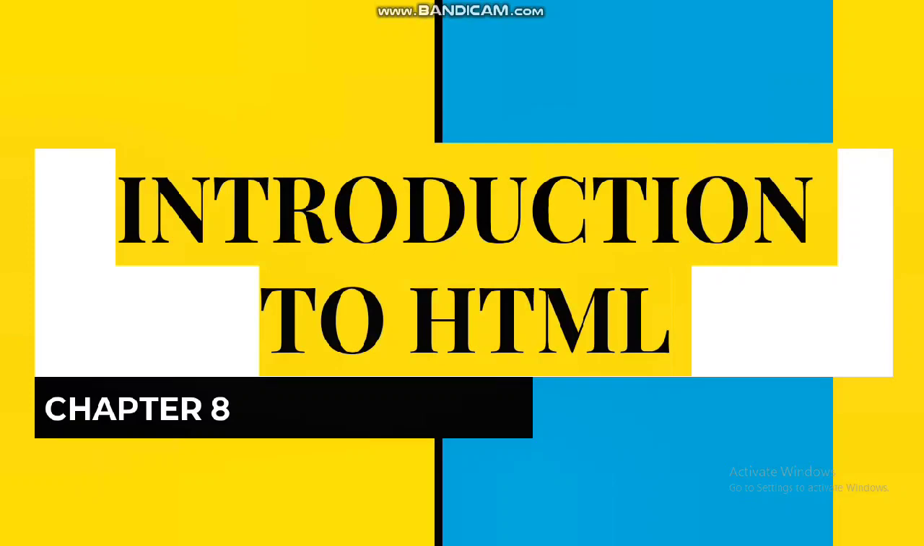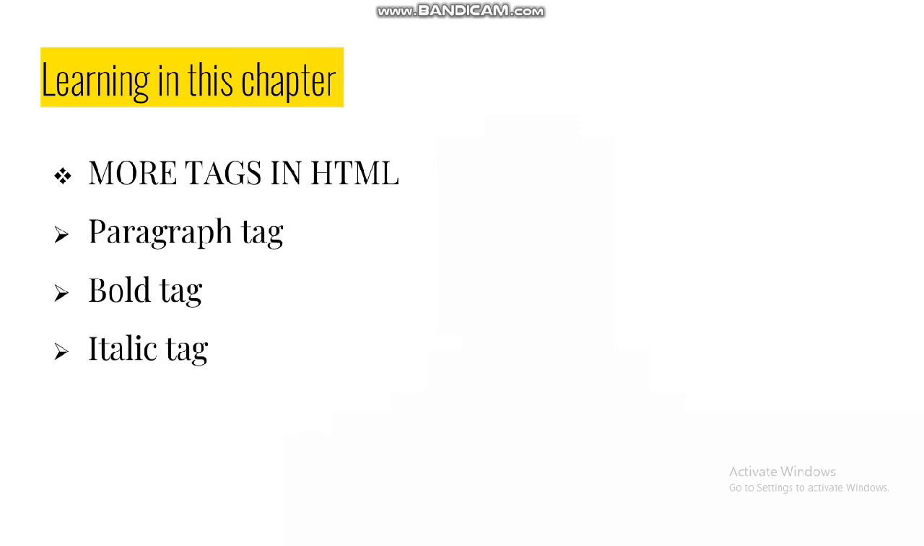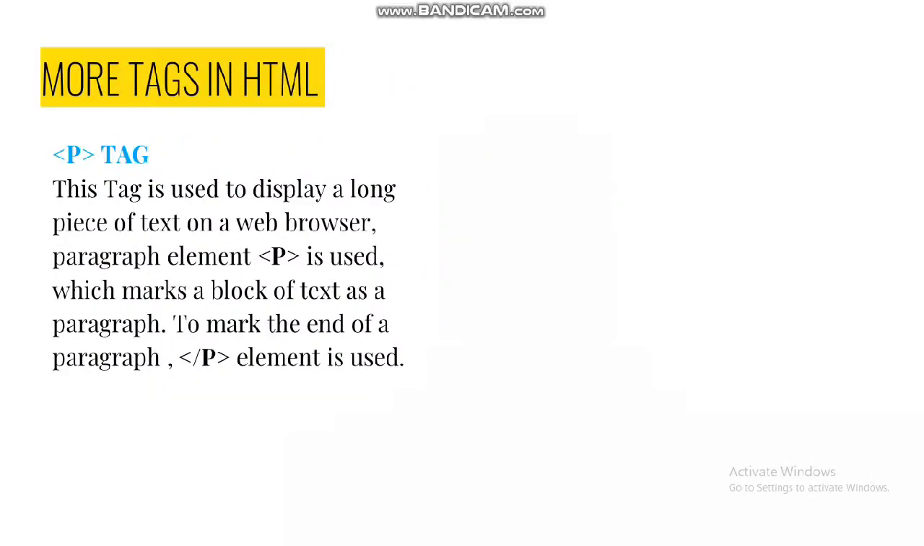Today we are going to continue with a chapter that is Introduction to HTML, chapter 8. Learning in this chapter: more tags in HTML. Today we will study about paragraph tag, bold tag, italic tag, underline tag, and then attributes of body tag, which is BG color. Now let's start with our P tag, which is a paragraph tag.